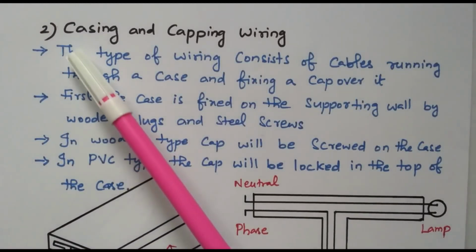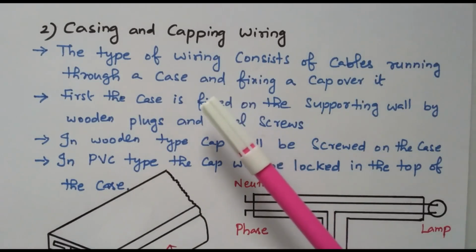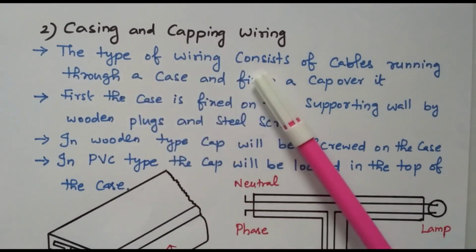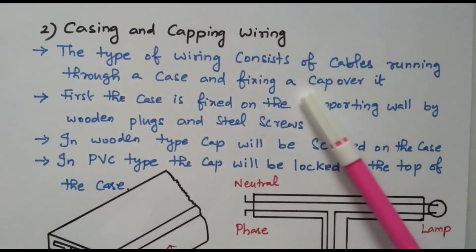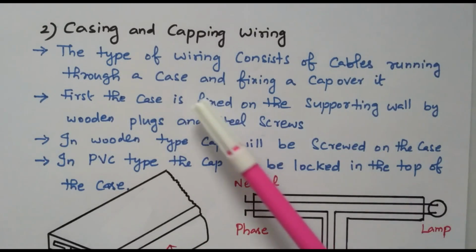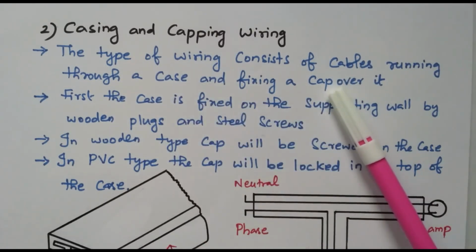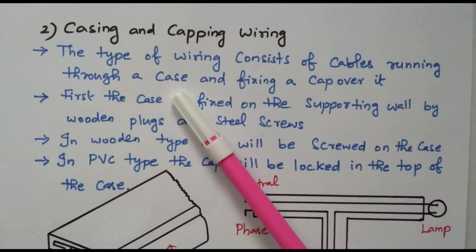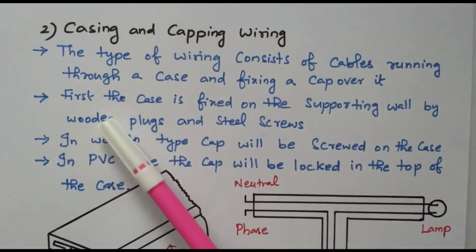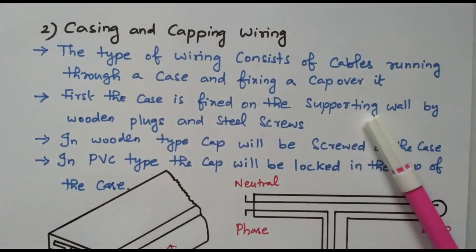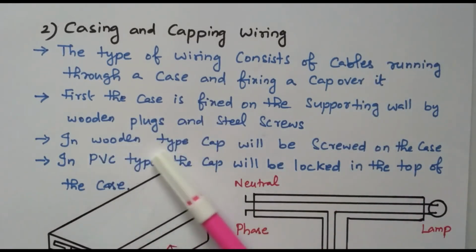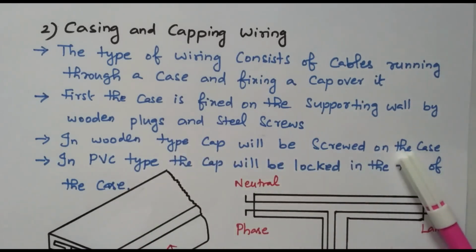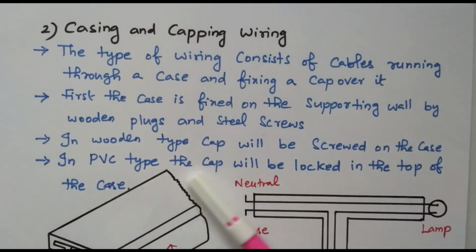The second type is the casing and capping wiring. This type of wiring consists of cable running through a case with a cap fixed over it. Here also 2 parts are available, case and cap. That is fixed on the wall, through which the wires are running. First the case is fixed on the supporting wall by wooden plugs and steel screws. In wooden type, the cap will be screwed on the case. In PVC type, the cap will be locked on the top of the case.